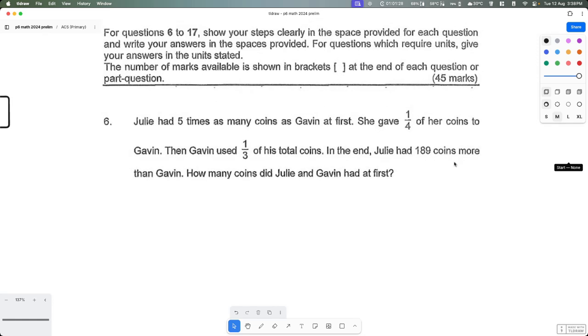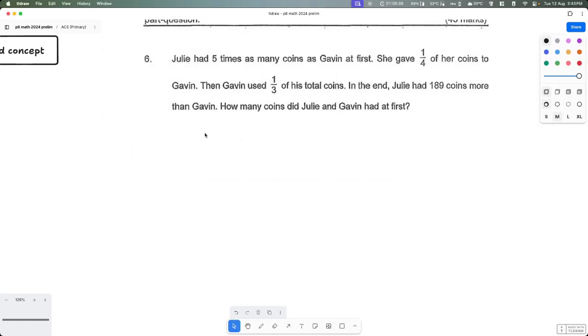Question number 6. Julie had 5 times as many coins as Gavin at first. She gave 1/4 of her coins to Gavin. Then Gavin used 1/3 of his total coins. In the end, Julie had 189 coins more than Gavin. How many coins did Julie and Gavin have at first?